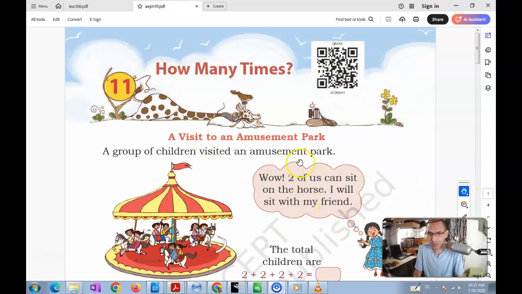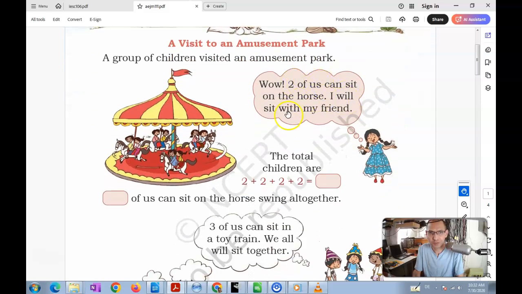Okay, now if we come back to multiplication, we have something like a short story here, only a couple of pages, and it's a visit to an amusement park. A group of children visited an amusement park, and there is this game over here with horses, and children can sit on those horses, and it keeps revolving. Now it says here that about 2 of us can sit on the horse.